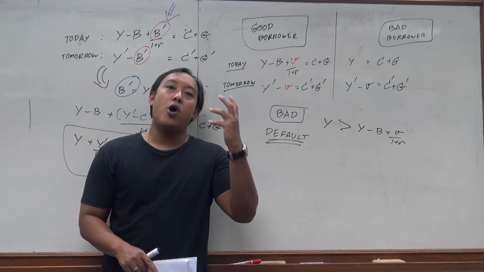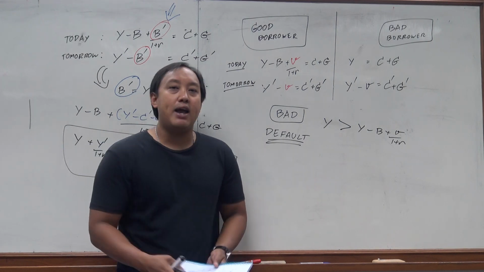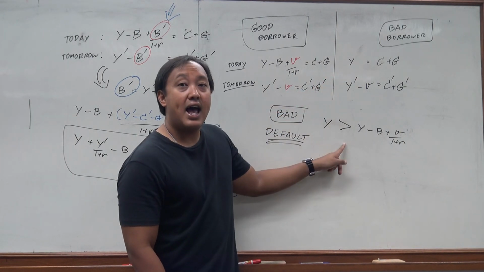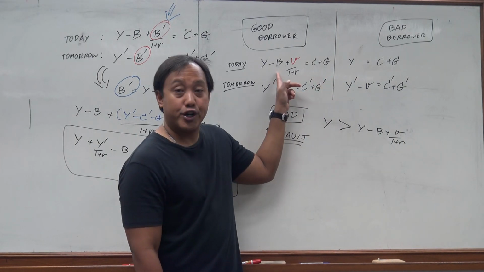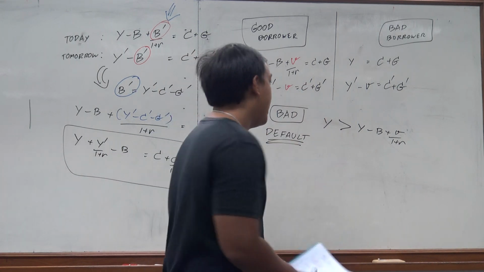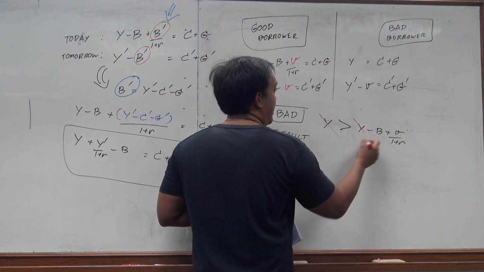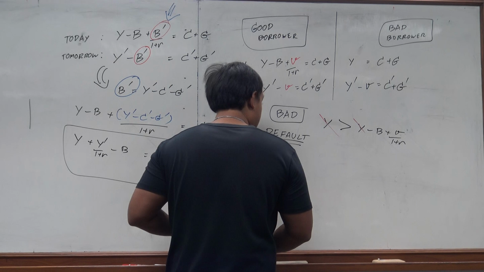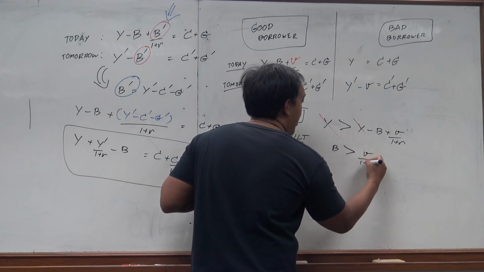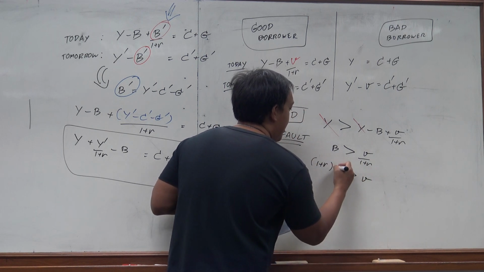The default will occur. Every country is going to be a bad borrower if the benefit of being bad is higher than the benefit of being good. You see that? So let's solve the equation. From here, this one cancels out, and then you can see that B is greater than V over 1 plus R.